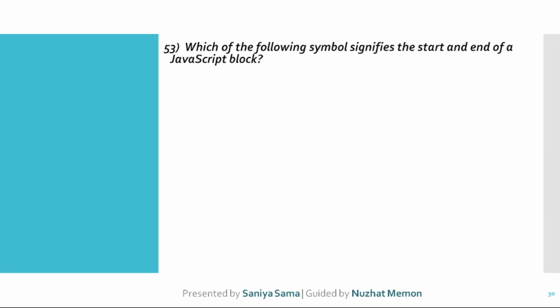53. Which of the following symbols signifies the start and end of a JavaScript block? Option A semicolon, option B curly bracket, option C square bracket, option D round bracket. The answer is curly bracket.